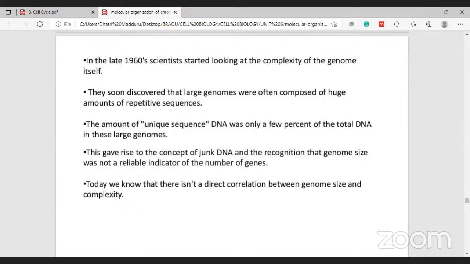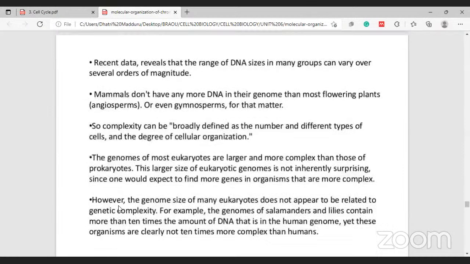That means it does not code for any protein or anything. So it is just present. It is a repetitive DNA. So even though we have millions of base pairs, only a few, maybe 5%, is functional. Okay. So now we see that genome size is not correlated to the complexity of the genome.